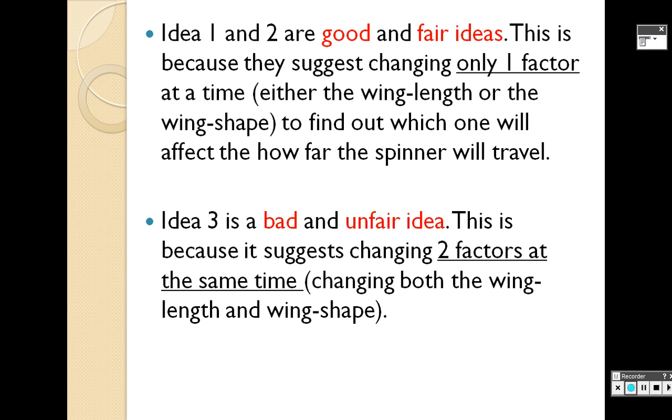Now, ideas 1 and 2 are good and fair ideas. Why is that? This is because they suggest changing only one factor at a time, either the length of the wing or the shape of the wing, and then find out which one will affect how far the spinner will travel. Idea 3 is a bad and unfair idea because it suggests changing 2 factors at the same time, changing both the wing length and the wing shape.